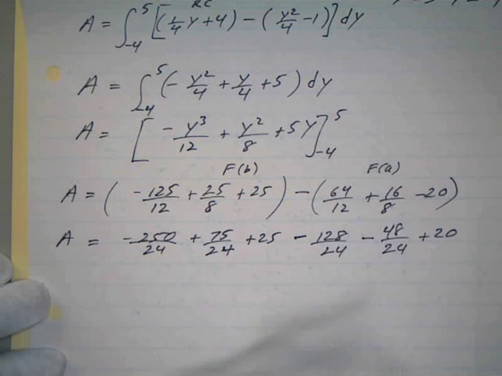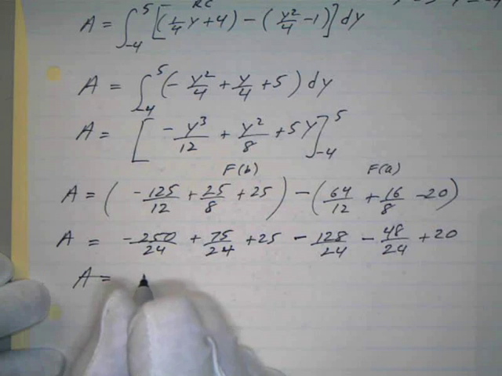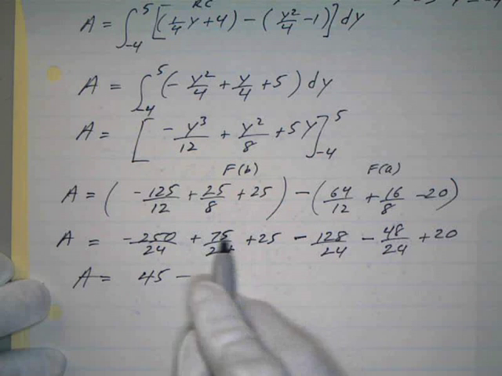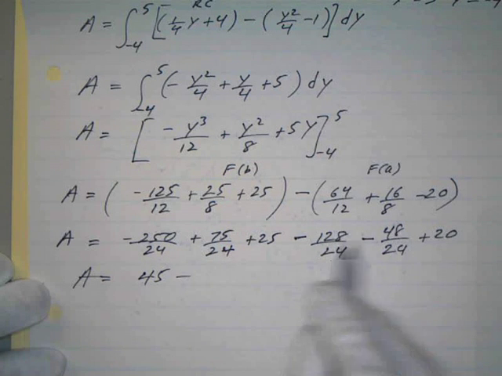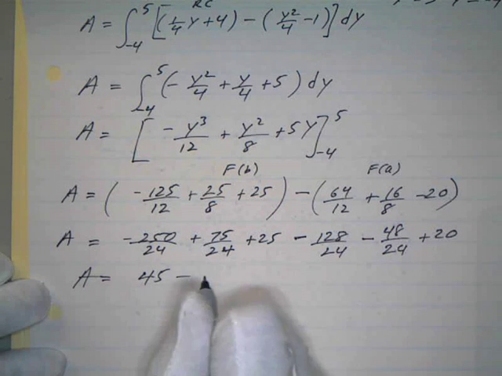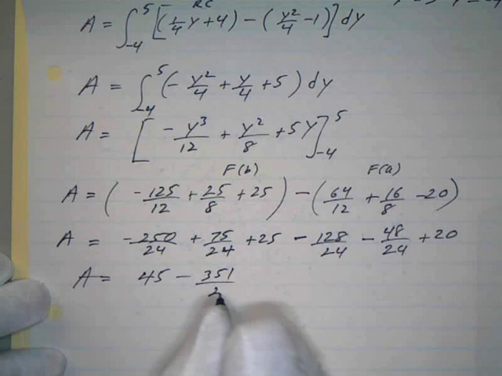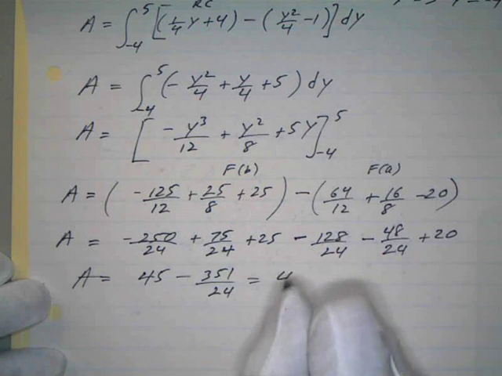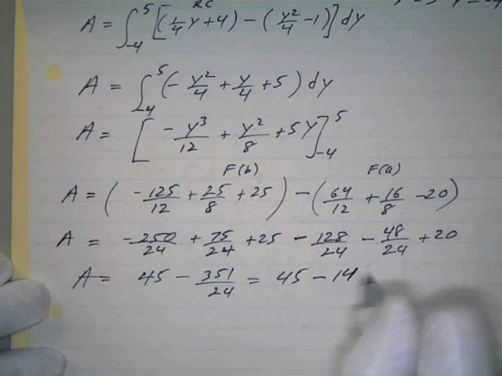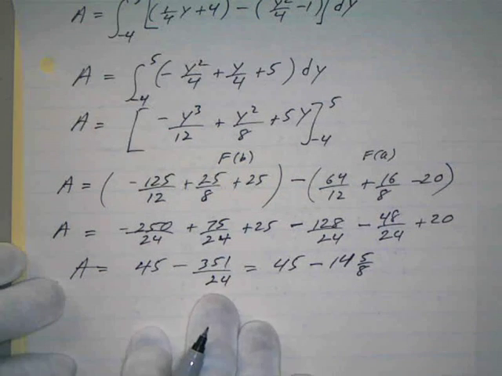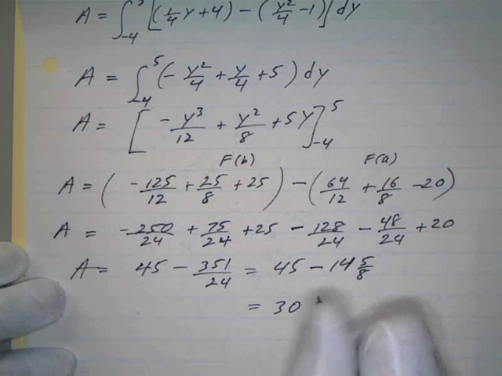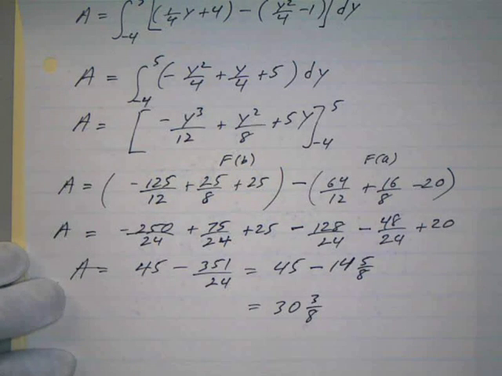So 25 plus 20 is 45, so area equals 45 minus, and if I took 75 minus 250 minus 128 minus 48, and I kind of wimped out and did that on my calculator, I got negative 351 over 24. That equals 45 minus, and then if I divided this out, I got 14 and 5/8. This ends up equaling 45 minus 14 and 5/8, which is 30 and 3/8. And that was your area.